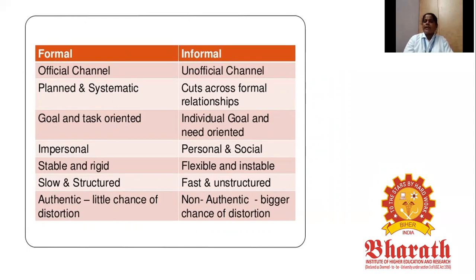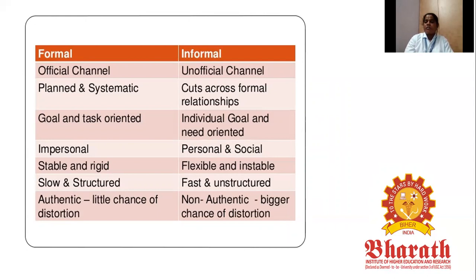Formal is goal and task oriented. For example, you have your boss, and he plans what is assigned to your subordinate, which will be circulated to your subordinate. In informal, the goal is individual: what I need, what I want to talk to my friends and parents about. There is no involvement of others. It is myself, I talk to my parents, I discuss with my friend. That is informal.